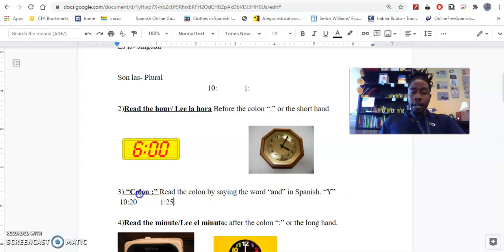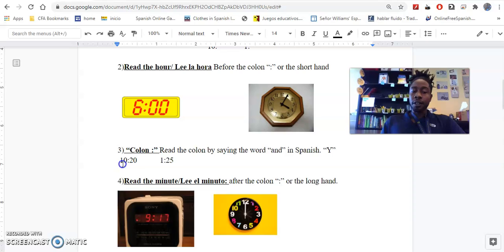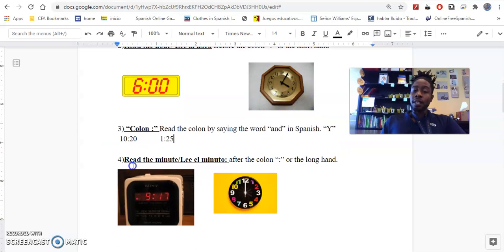So, when we're looking at how to tell time, we start with our step 1. We're going to choose es la or son las. We're looking here, it's 10, so that's son las. We're going to say son las 10. This colon reads as and, so it's e. And then the fourth step is to read the minute. 20. ¿Qué hora es? Son las 10:20. ¿Qué hora es? Es la 1:25.